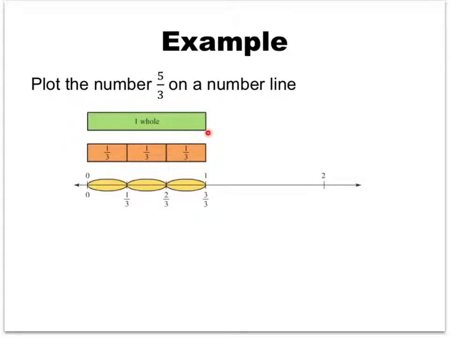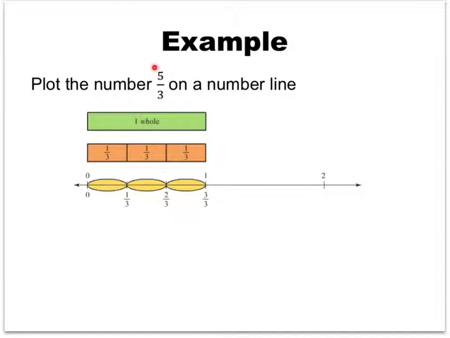Let's draw just a little strip here to represent the whole. And then on our number line, we're going to put 0 at the left end of that strip and then 1 at the right end. So this unit here from 0 to 1 is the same length as our whole there. And then our fraction is 5/3, the denominator is 3. That means we're going to divide this whole up into 3 pieces.